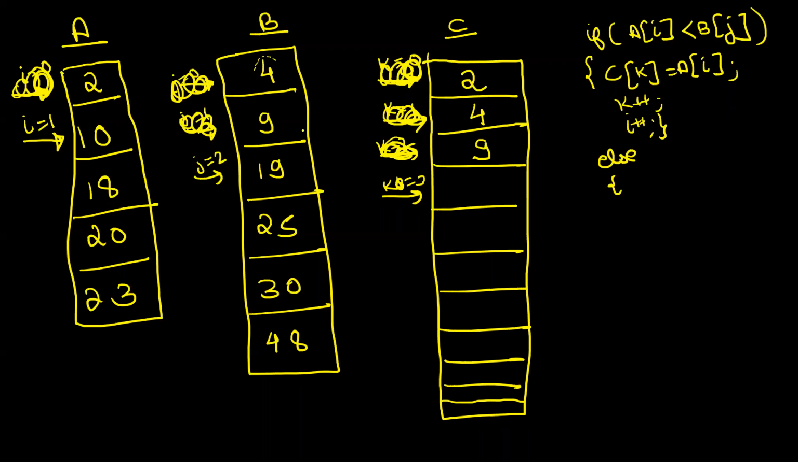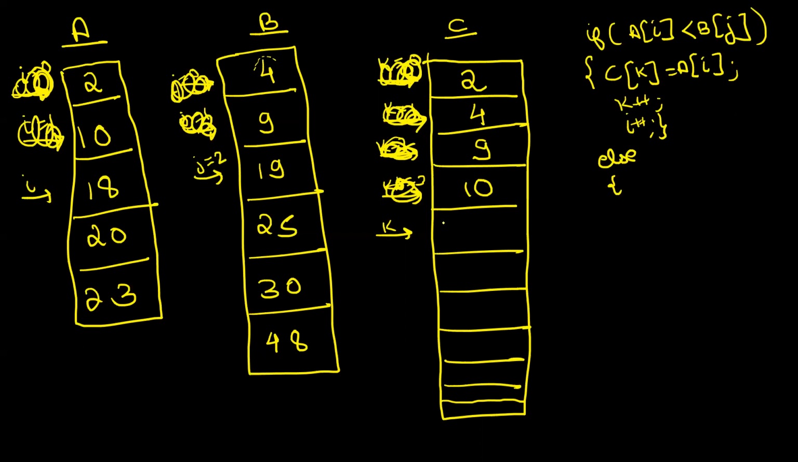So C of K is equal to A of I. I write 10 here. Do a K plus plus, K comes here. Do an I plus plus, I comes here. Again, what will I do? I and J are both pointing at valid indexes. So again, do a comparison. Is 18 less than 19?